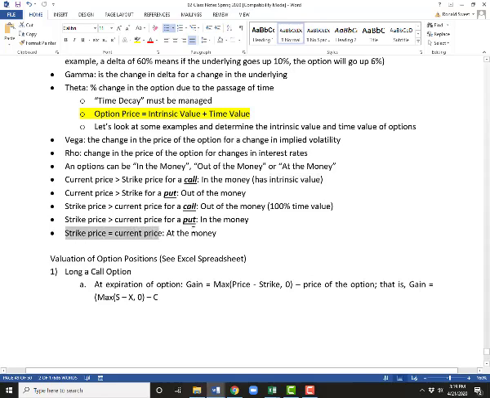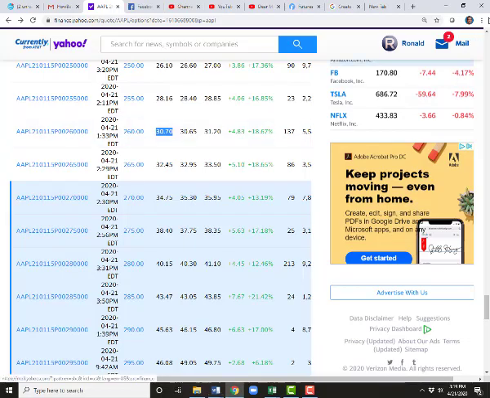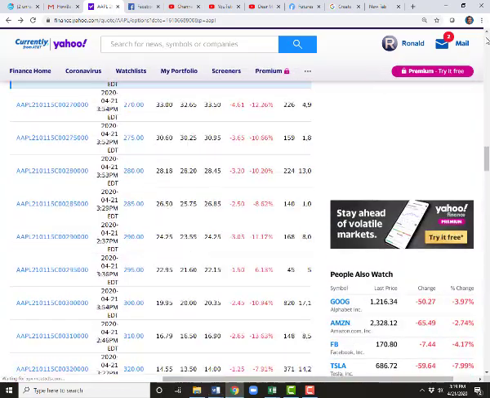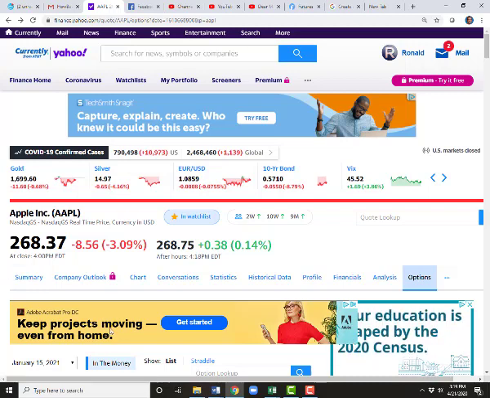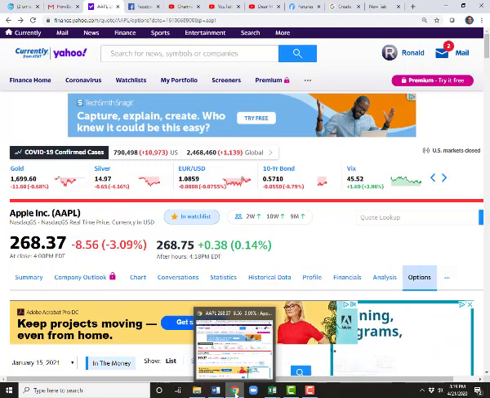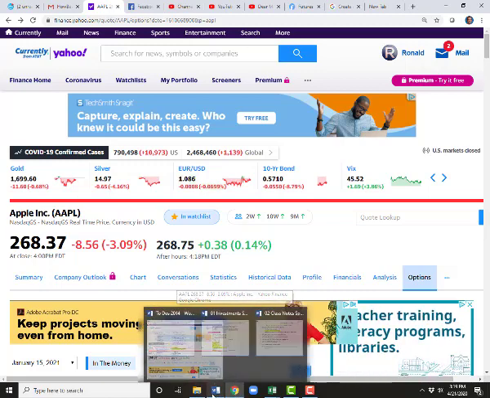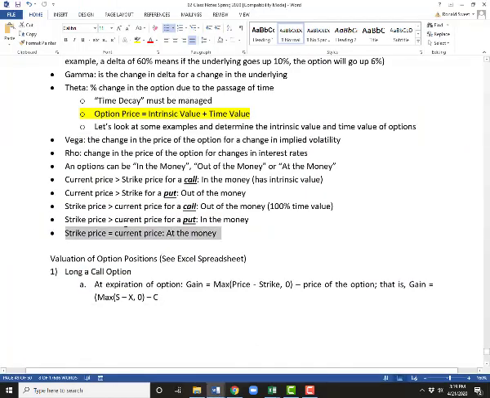If the strike equals the current price, which is pretty rare, I mean, it's unlikely that Apple is going to trade for exactly $270. So today it closed at $268.37. So if you did a 270 option, you'd be close to being at the money, but you're really slightly out of the money if you did that.